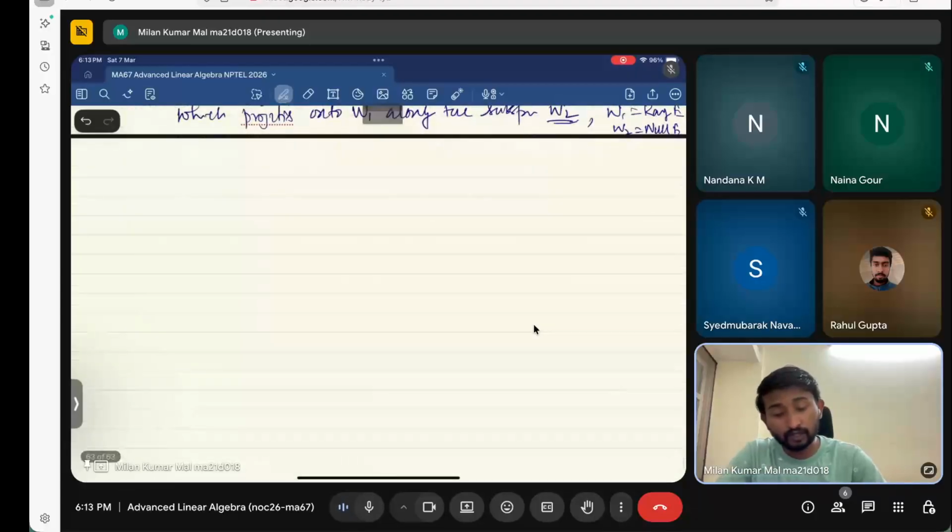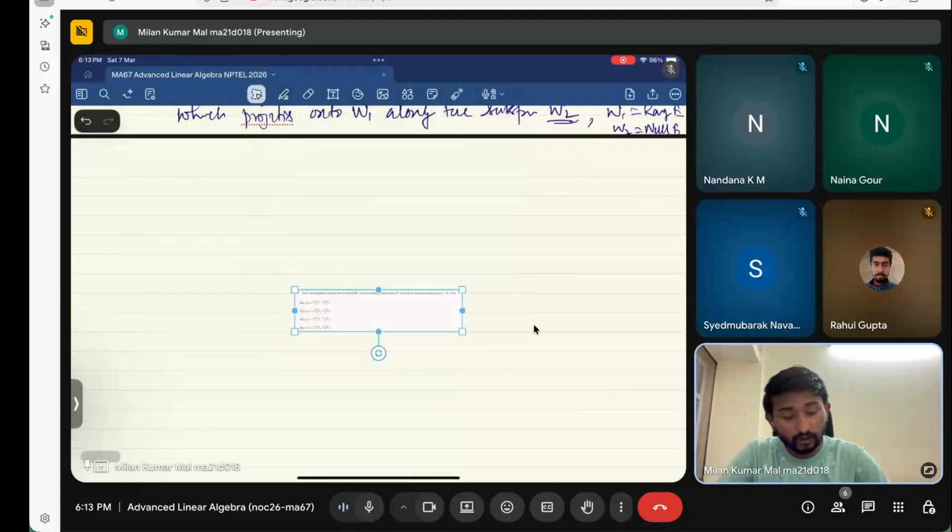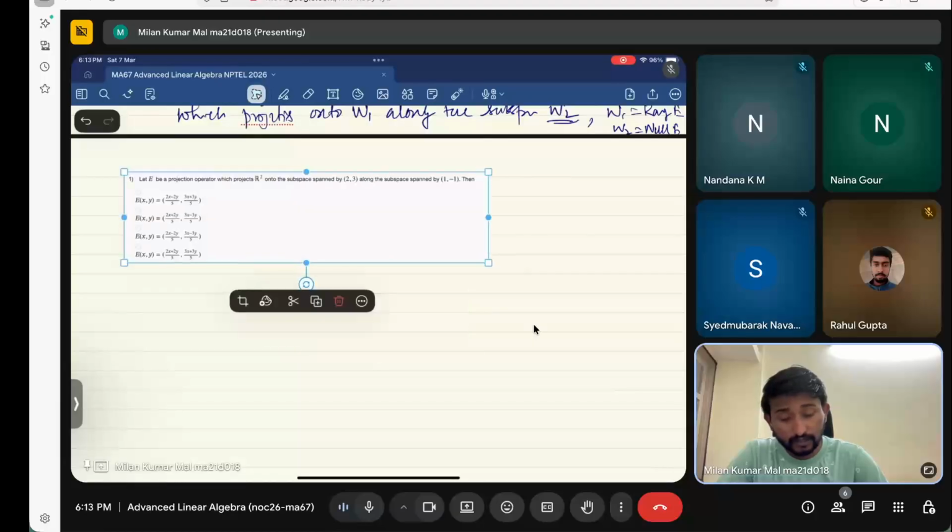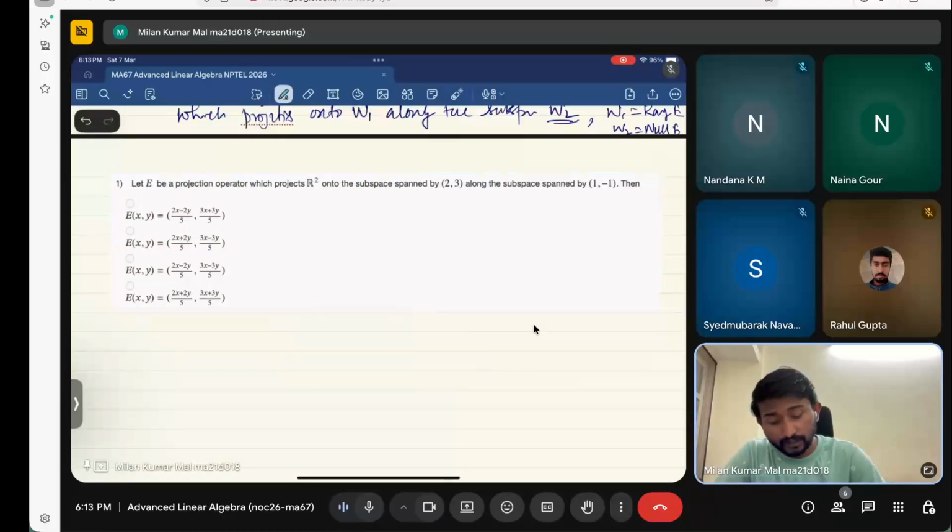So now let's come back to the problem once again. This is a type of problem which I will solve now. What does this problem say? Let E be a projection operator which projects R2 onto the subspace spanned by (2, 3) along the subspace spanned by (1, -1). That means R2 is a two-dimensional space.